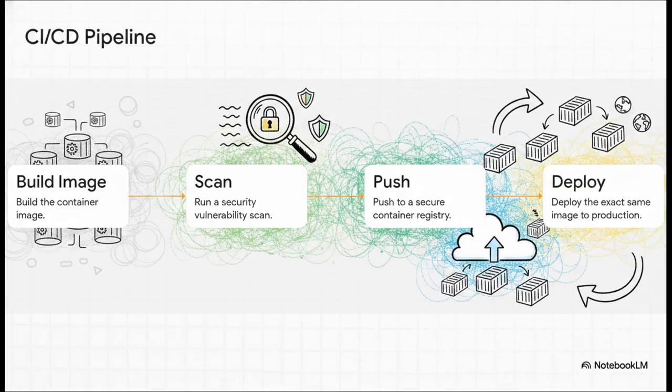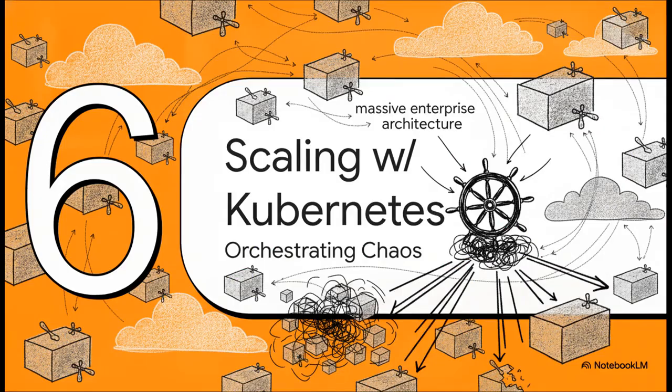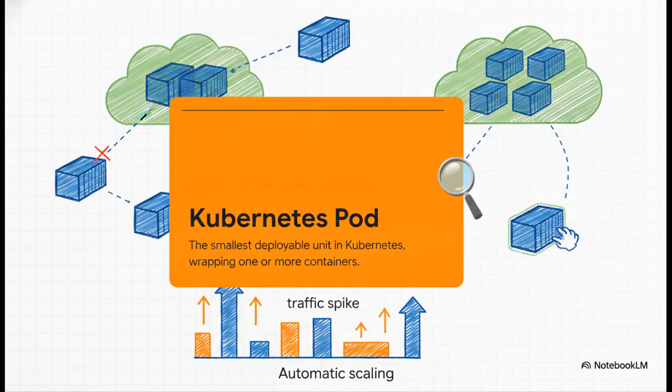Finally, part 6, scaling with Kubernetes. Time to orchestrate the chaos. Running a couple of containers on a single server is honestly pretty easy. But how do you manage, network, update, and scale dozens or even thousands of these ephemeral containers across a massive enterprise architecture? Enter Kubernetes. While Docker is fantastic for building images and running things during local development, Kubernetes is the heavy-duty production orchestrator that actually handles the chaos at scale.